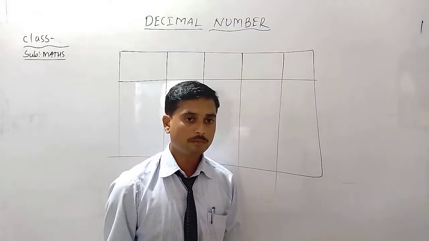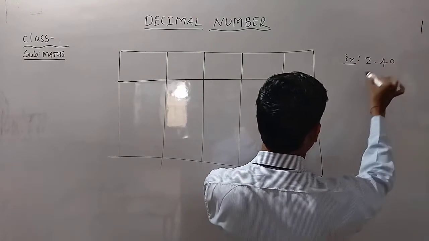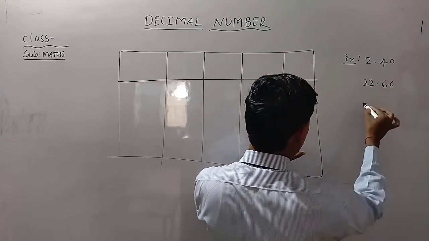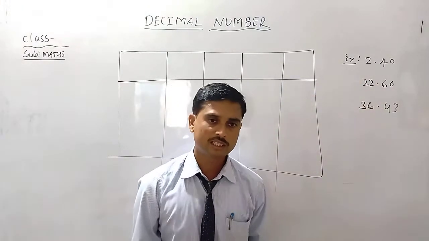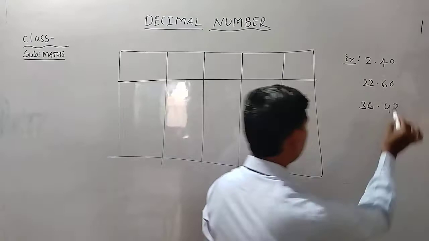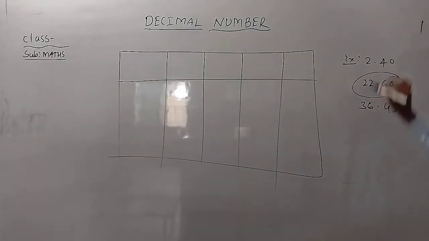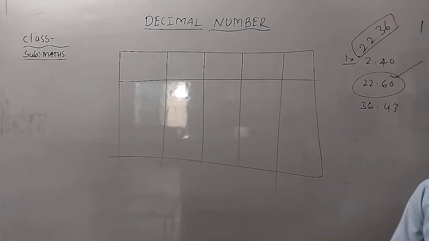Then what is a decimal number? For example, 2.40, 22.60, 36.43. These are decimal numbers. Then what is a decimal? 2236, is this a decimal number or not? Sir, it is not a decimal number. Then this one is a decimal number, sir. How? Tell me. This is decimal and this is not decimal. Yes, sir, one small difference is there.